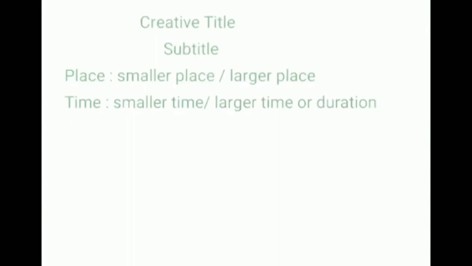If you are writing about a competition, just like a cricket competition, it will take 2-3 days, so it may be a duration. Now after creative title, subtitle, place and time, we will think about some other things.